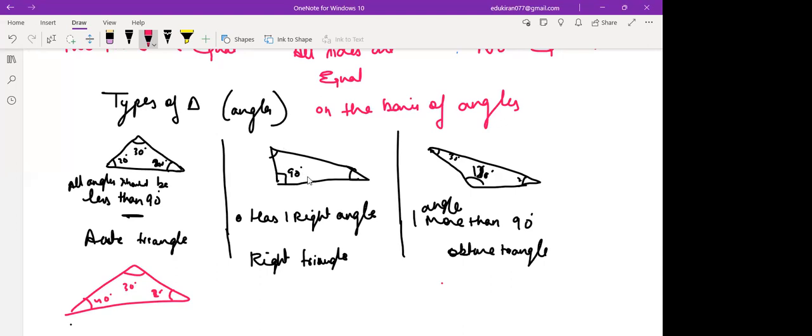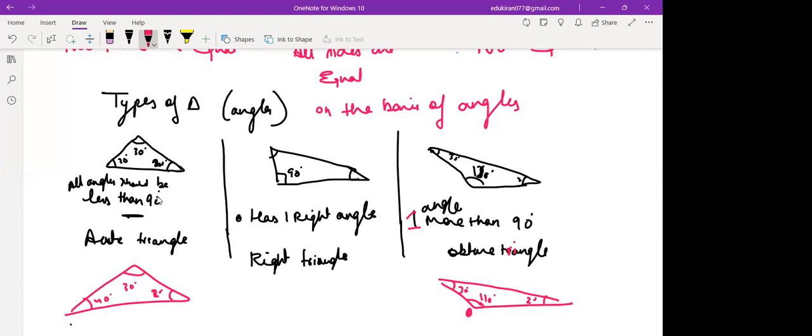And over here, if any triangle has one right angle, it is known as a right angle triangle. And remember one thing, in an obtuse triangle one angle should be more than 90 degrees. For example, this is 110, this one is 30, and this one is 20. There is one condition that only one angle should be more than 90 degrees. This one is more than 90, others are less. That's also fine. But in acute triangles, all the angles should be less than 90 degrees. Clear?